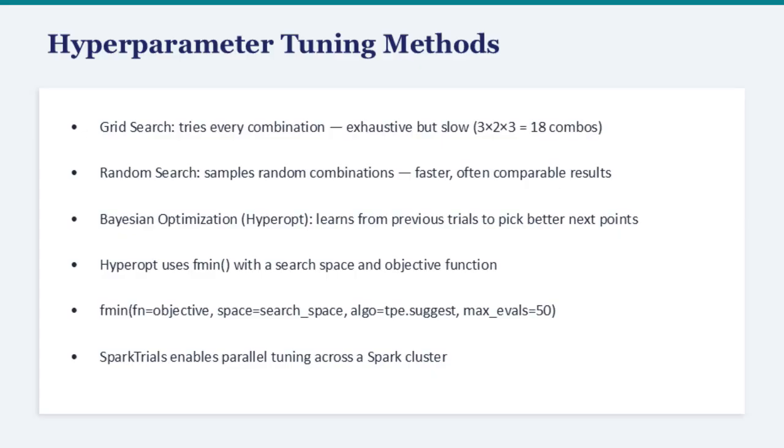To parallelize single node models for hyperparameter tuning on a Spark cluster, use SparkTrials. This distributes different hyperparameter combinations across your cluster workers. Each worker trains a model with different hyperparameters simultaneously. On the exam, know the fmin syntax and understand that SparkTrials enables parallel tuning.